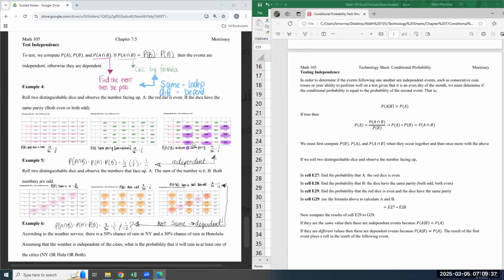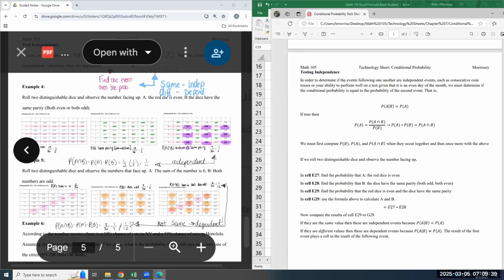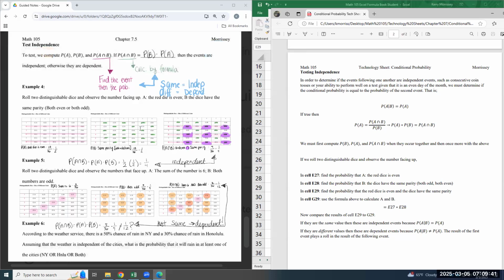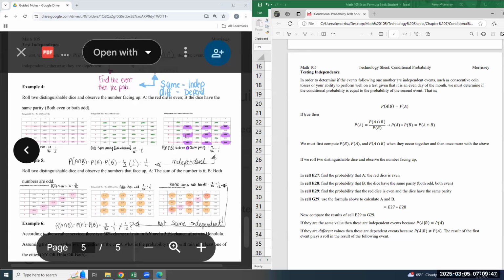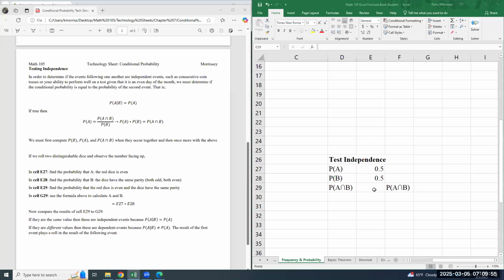So for us, we only had 9 instances of overlap between our pink highlight and our green highlight. Something like that would have been 2,2, 2,4, 2,6, 4,2, 4,4, 4,6, and so forth. So we had 9 instances out of 36, or 1/4. So this was 1/4.